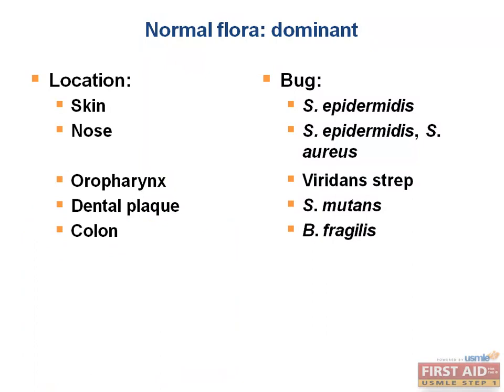In the colon, there is Bacteroides fragilis, the medically most important anaerobe, and E. coli, the most important facultative anaerobe. They are both normal flora, although the number of Bacteroides is much more than the number of E. coli. Lastly, in the vagina, Lactobacillus is normal flora.